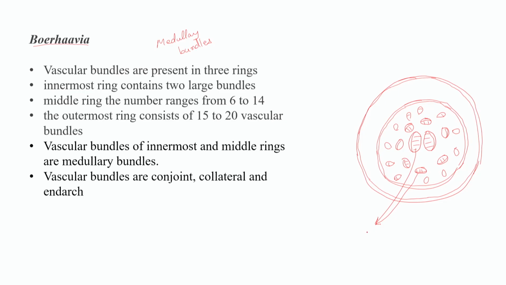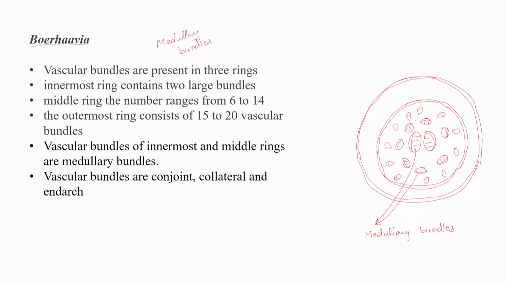Now the central vascular bundles are actually the medullary bundles. This is anomalous behavior. During secondary growth formation, the third ring, the outer ring of smaller vascular bundles, behaves as normal vascular bundles, and their cambium will join and form secondary growth. However, in Boerhavia you will also find another anomalous behavior, which is abnormality in secondary growth formation. That we will study later when we discuss that topic.